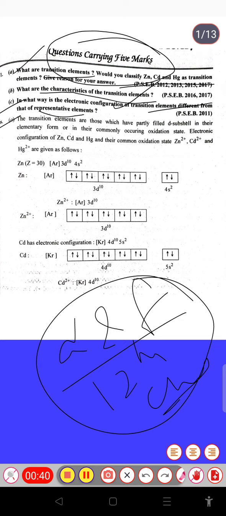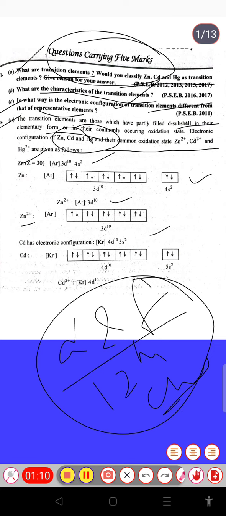The transition elements are those which have a partially filled d subshell in their elementary form or their commonly occurring oxidation state. The electronic configuration of zinc is 3d10 4s2, cadmium 4d10 5s2, and mercury 5d10 6s2. As we know, in case of zinc all the d orbitals are fully filled. Zinc is 3d10 4s2 and Zn2+ forms 3d10.